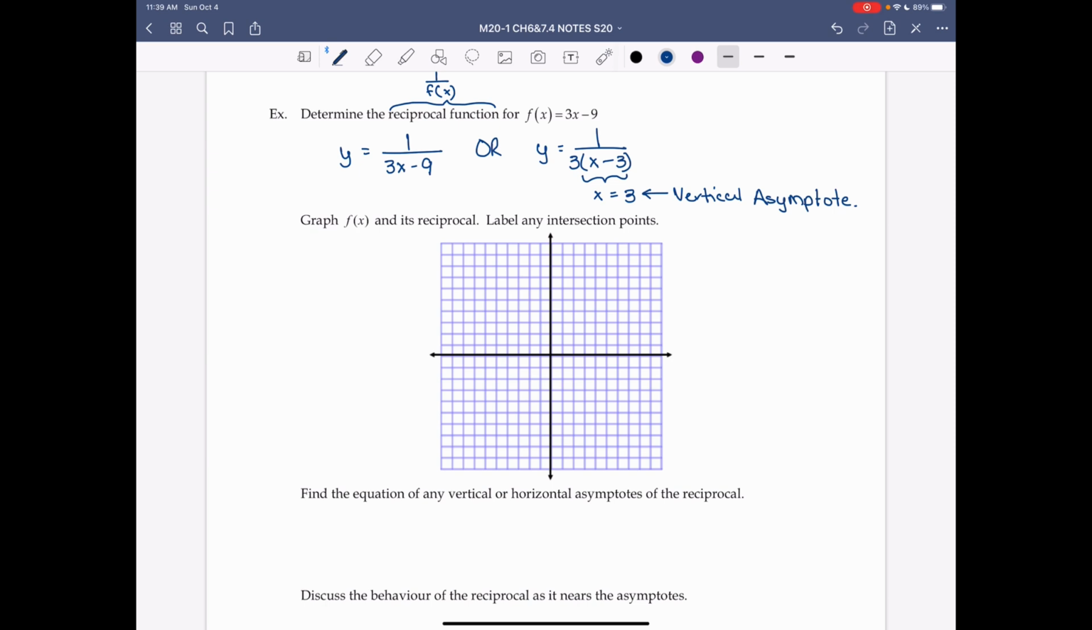Graph f of x and its reciprocal, label any intersection points. F of x equals 3x minus 9 has slope 3, which is the same as 3 over 1, and a y-intercept at -9. So plot the y-intercept, -9, then 3 over 1: up 3, right 1, put a dot, and repeat up 3, right 1. Draw a line.